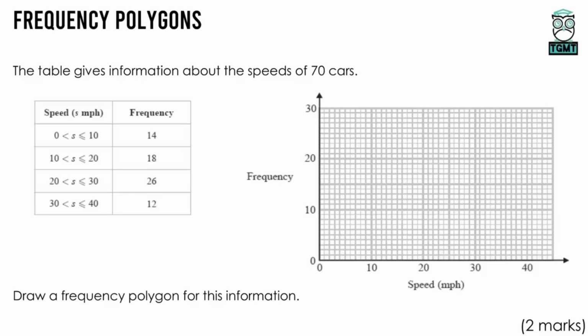Okay, so looking at a frequency polygon. Now a frequency polygon, we need to plot on the midpoints of our groups. So between 0 and 10 is 5, 10 to 20 is 15, 20 to 30 is 25, and then we have 35 in our last one. We just need to plot these at the correct heights for the frequency.